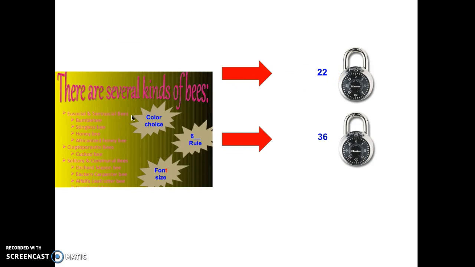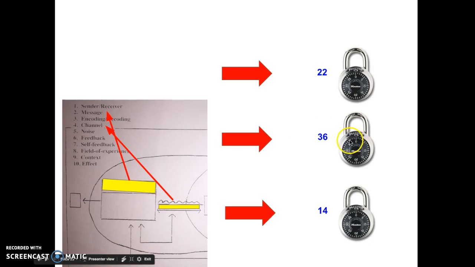When students saw this printout of a poorly designed slide, they saw that the numbers 3 and 6 were missing from the 6, 3, 6 rule. That was the second code. And finally, using the communication process handout and printout, we saw that the missing or the highlighted areas correlated with the numbers 1 and 4. And that led us to our final combination lock, which was 14. If we put those together, it was 22, 36, 14. And voila, our student solved it in no time.